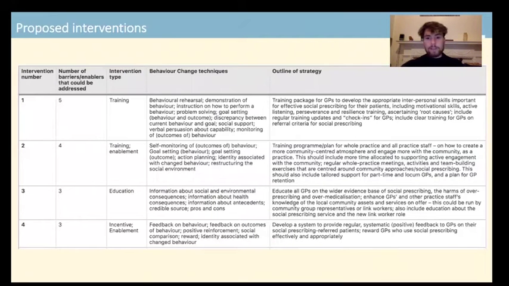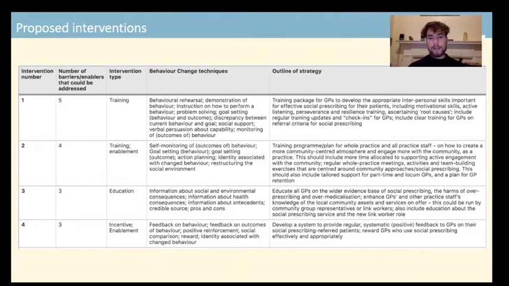I didn't have loads of time to go into all of these here, but we used the theoretical domains framework to propose various behavioural change interventions based on their evidence of effectiveness for particular types of barriers and enablers. So for example, we proposed a training package for GPs to develop the appropriate interpersonal skills for effective social prescribing, such as motivational skills, active listening, perseverance, and ability to get to root cause.